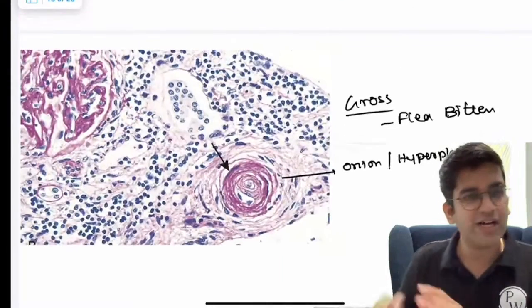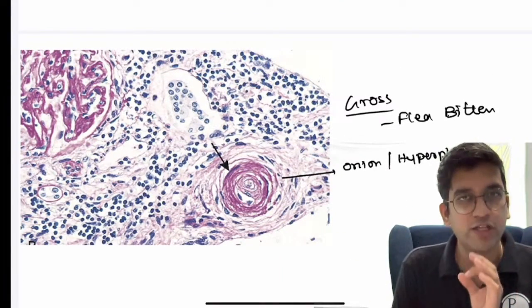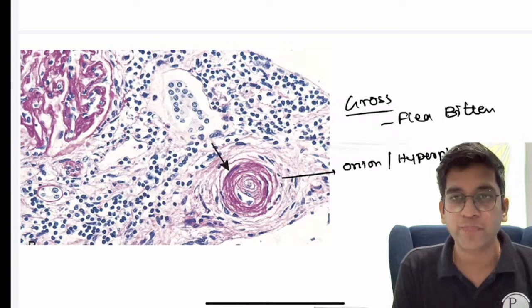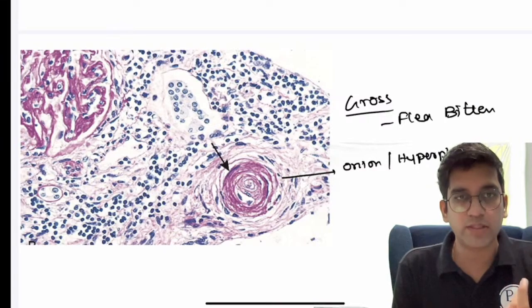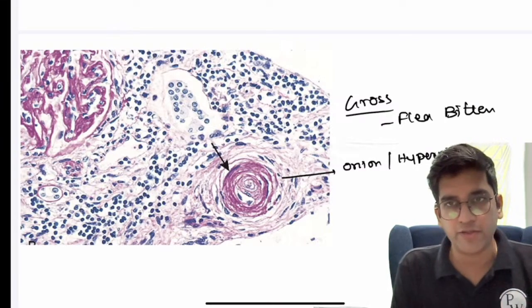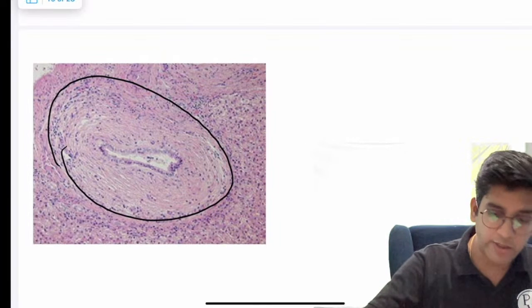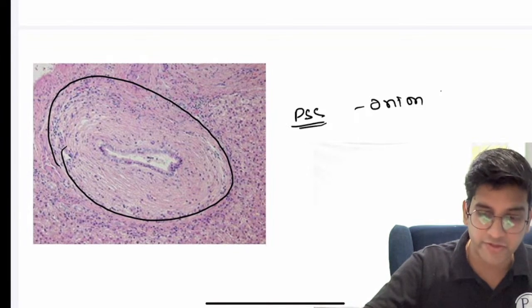Great. Since we are on onion skinning, there's one more disease which also causes onion skinning on microscopy, but it involves your biliary radicals, right? Srini, fibrinoid necrosis is nothing but necrosis seen in the blood vessels, which is also seen in malignant hypertension, right? Perfect. This is primary sclerosing cholangitis, which also has an onion skinning appearance, right?